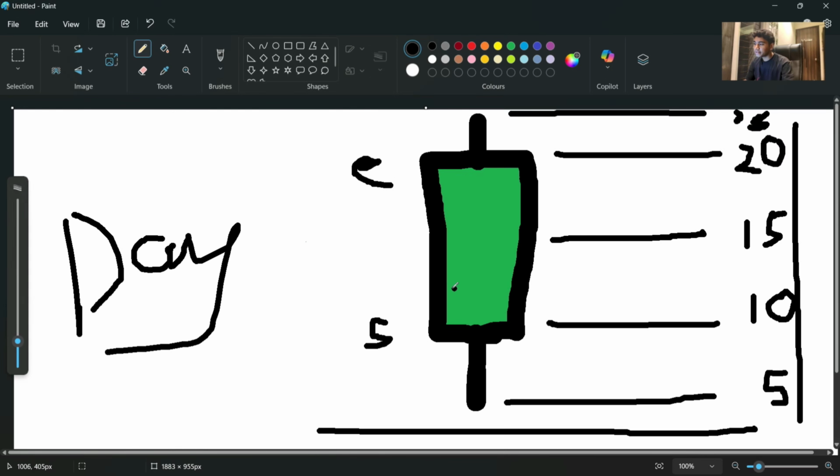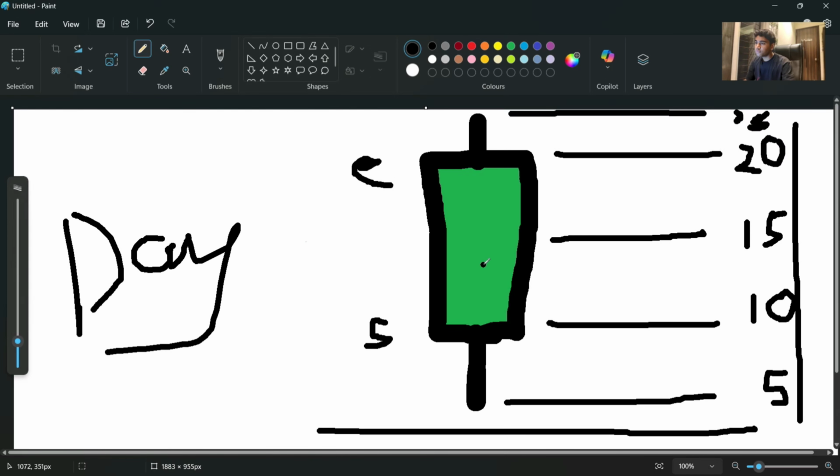So in the entire day, let's say it started at 9:15 at 10, then it went to 15, then it went to 5, then it went to 17, then it came back to 12, then it went back up to 25, and at the end it closed at 20. So in the entire day the price has moved in this way.